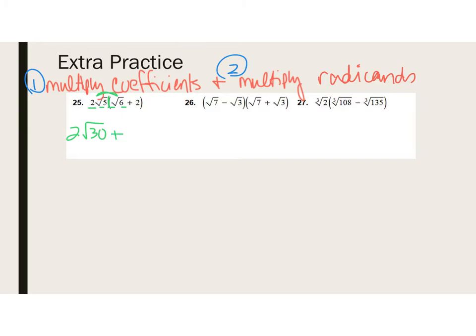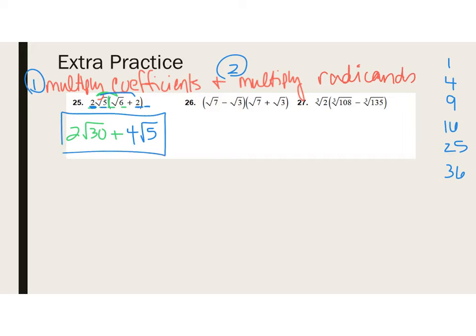Plus, okay, then you're going to multiply 2 times 2, which would be 4. And then you have a square root of 5 with no coefficient, and it's just going to be the square root of 5. So you multiplied your coefficients and you multiplied your radicands. Now, you need to continue, and if things simplify, you need to simplify. So looking at your perfect squared numbers, do any of those numbers go into 30? They do not, so then you're done. That's your answer. All right, so that one was just distributing is all we did there.